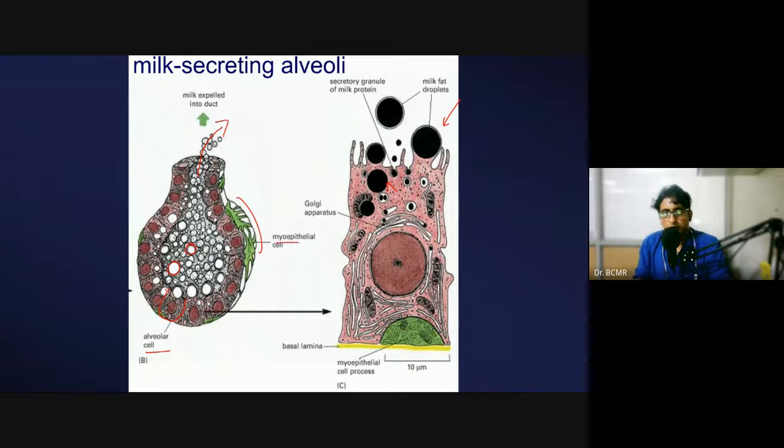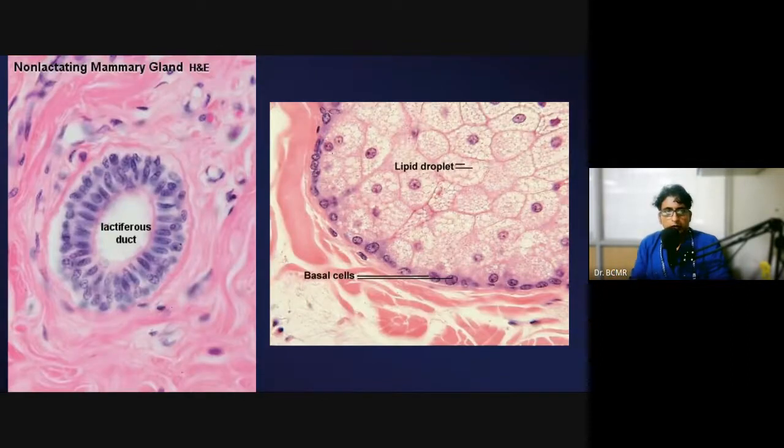And you can also see the myoepithelial cell. Those may have the constriction capacity to press so that the milk is produced and sent out. This is how a lactiferous duct may look in and around. And during lactation, you can see each of these cells filled with so many of these milk lipid droplets that are present. Right? Milk is a very interesting emulsion, isn't it?